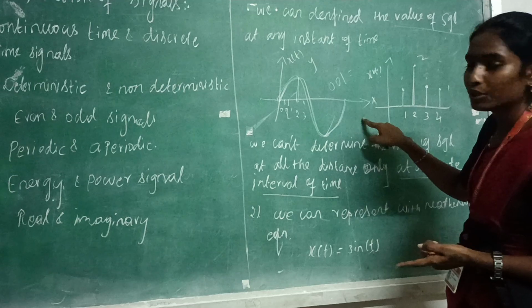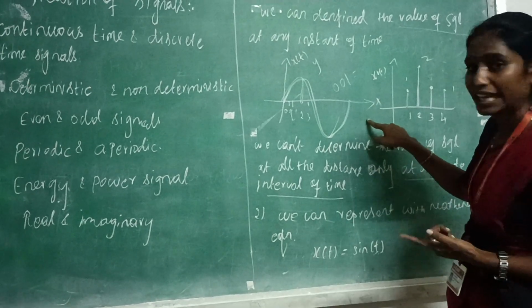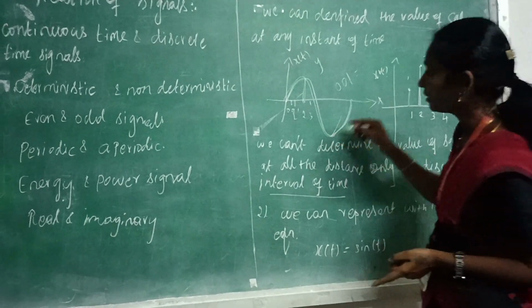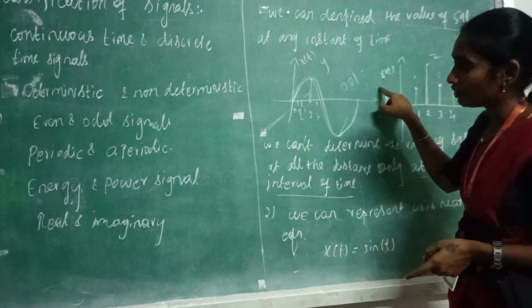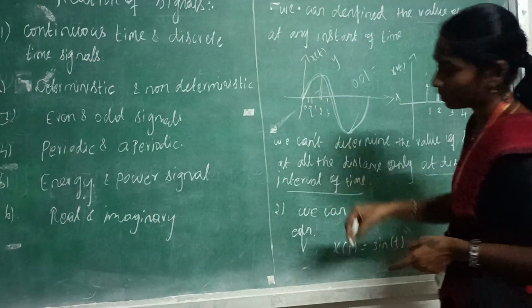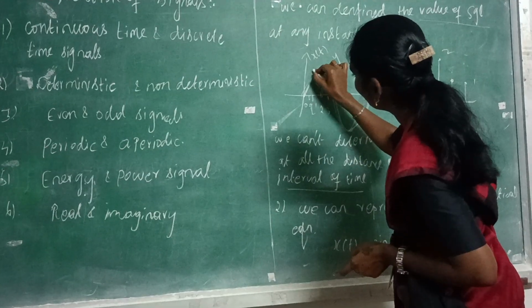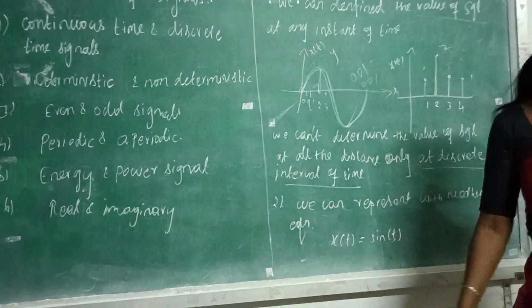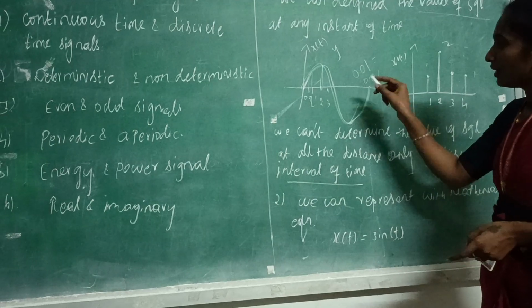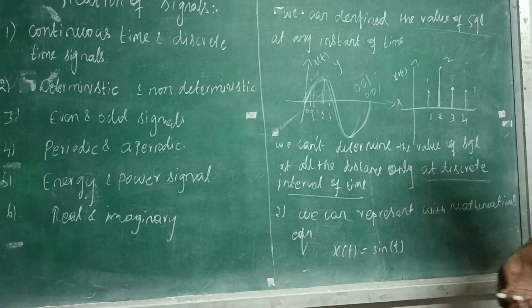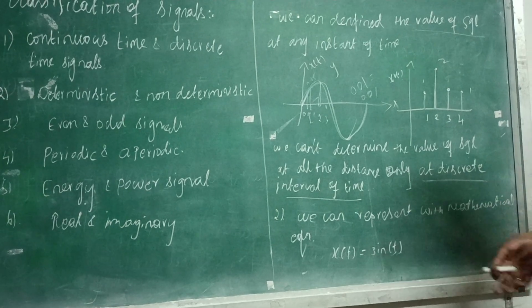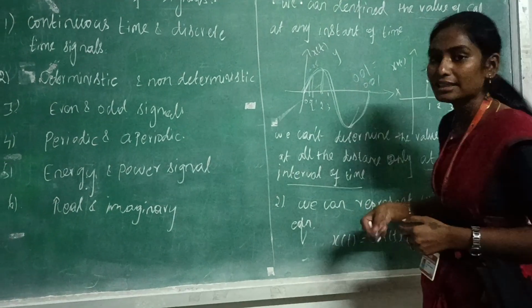So the time will be continuous means we can find the value at any instant of time. So in here, we can find the 0.01 value. So we can find at 0.01, the amplitude will be 1 or some 0.05. So we can find the value at any instant of time. So the time will be continuous. So it is called the continuous time signal. Understand?